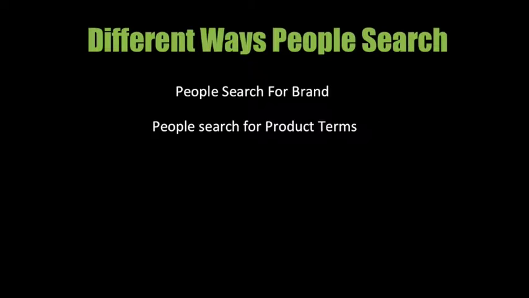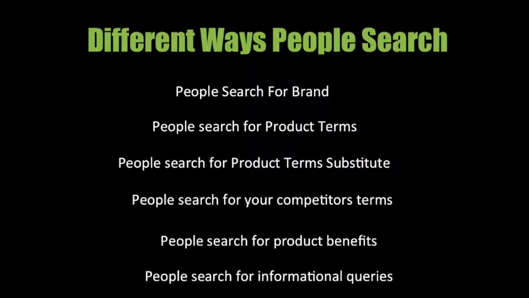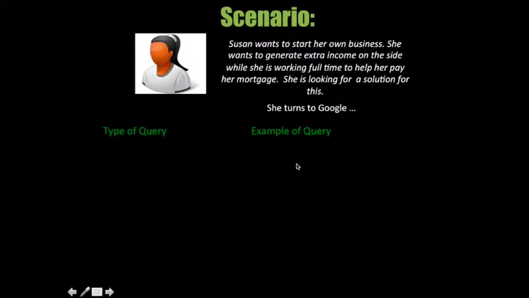There are different ways people search. People search for brand, people search for product terms, people search for product term substitute, or people search for your competitor's term. People search for product benefits. People search for informational queries. And the list must go on and on. So let me bring you a scenario here.